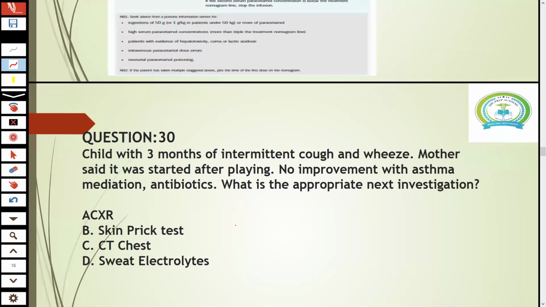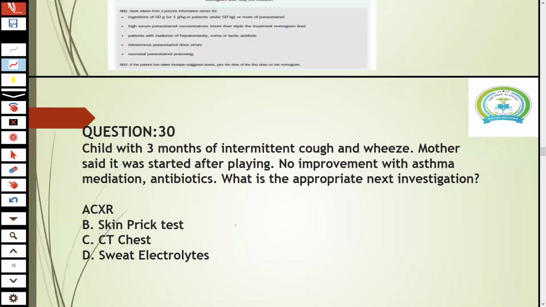Okay, let's move to another question. Child with a history of 3 months of intermittent cough and wheeze. Mother said it started after playing. No improvement with asthma medications or antibiotics that were given. What is the appropriate next investigation?